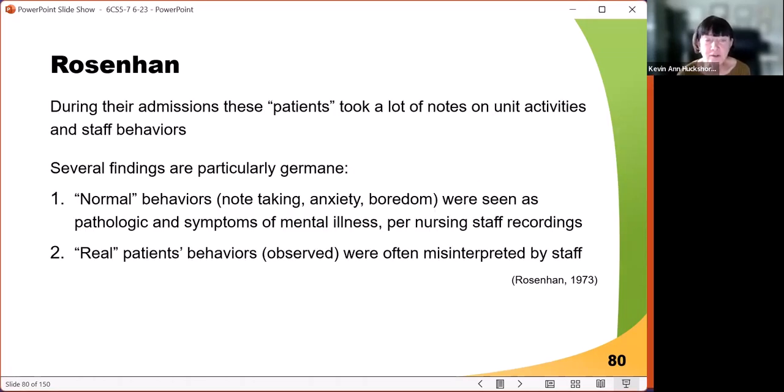So during their admissions, as they had been directed, these fake patients took a bunch of notes on what was going on in the unit and how the staff were responding. And this is what they recorded: their normal behaviors of note-taking, and other patients' anxiety and boredom, were seen and documented as pathology and symptoms of mental illness per the medical records. Real patients on the units, whose behaviors were observed, were often misinterpreted by staff. Next slide.